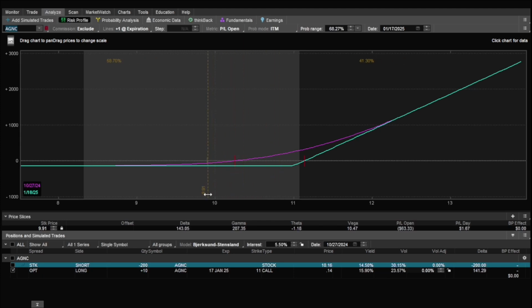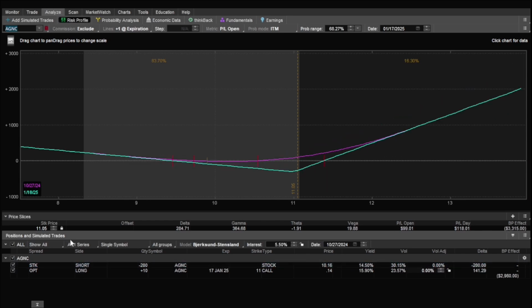So by setting the price slice to the current stock price at the time, I was able to check the delta on it to know how many shares I would need to neutralize the position. And by making small adjustments until I was happy with how the risk graph looked, I was able to come to the decision of shorting 200 shares. So notice how that flattened out the purple line, neutralizing the position at pretty much break even.